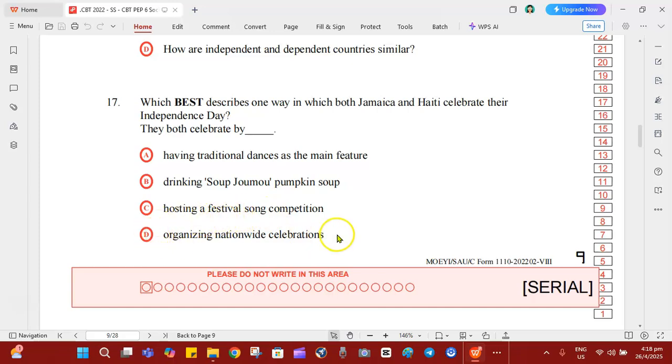D, organizing nationwide celebrations. That's D. We both organize nationwide celebrations.